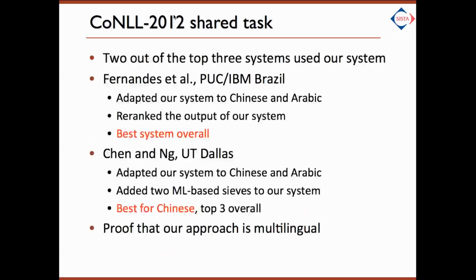There was a system from IBM Brazil, who essentially took our system, and then they used a machine learning model to re-rank the candidates we proposed. Their search space was heavily constrained by what our system produced, and they improved our system by about 5 points using this technique. And Vincent Ng's group at UT Dallas took our system and added 2 sieves. This proves that our system is modular. At least one of them was based on machine learning and was the best system for Chinese. So it essentially proves that our approach is multilingual.